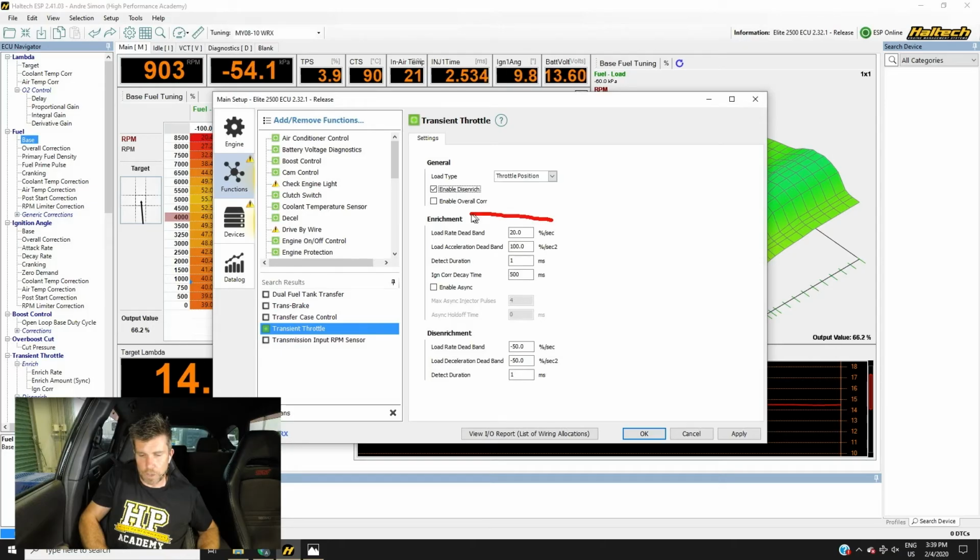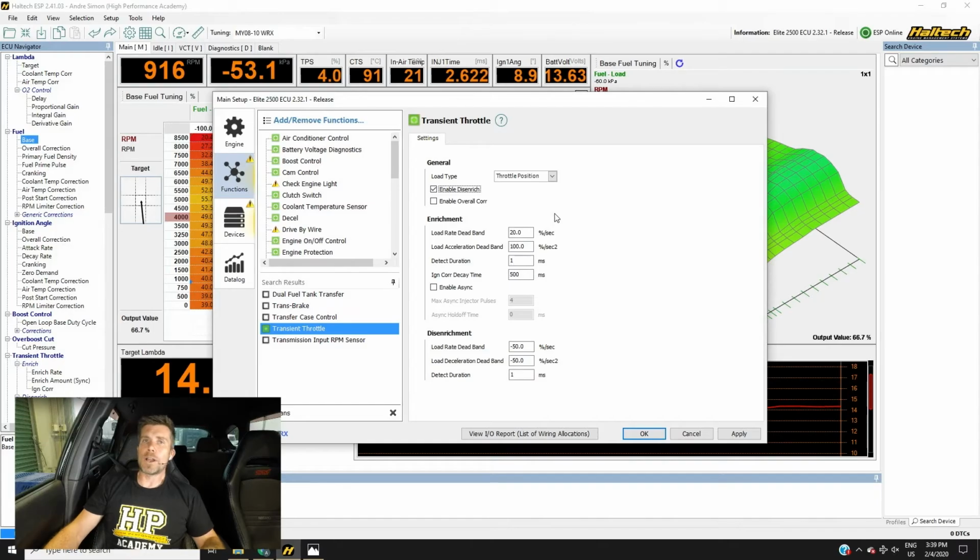So the first thing we've got here is our load rate deadband. You can see this is 20% per second. Pretty straightforward. Basically, it defines a value or a rate of change of our input, throttle position, or manifold pressure, depending which we've selected, which we need to be above before the Elite ECU will actually allow any transient enrichment.